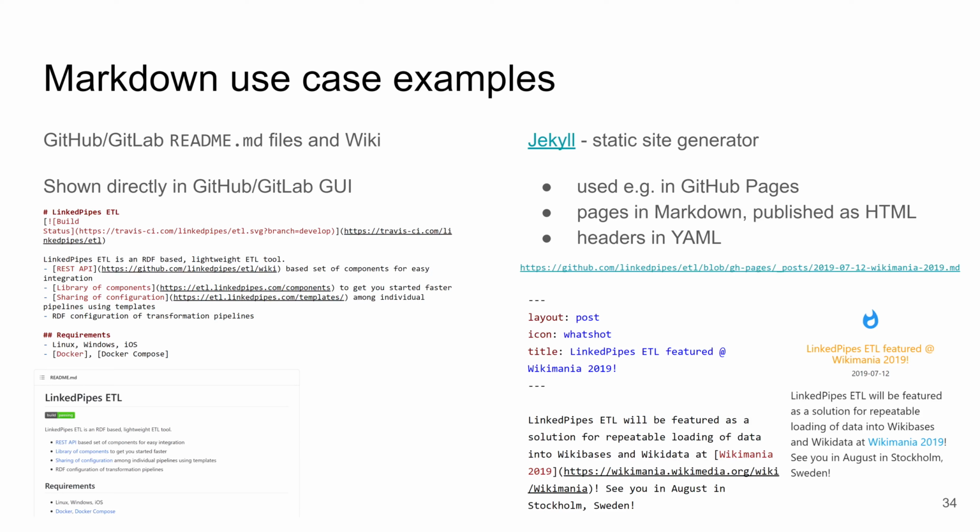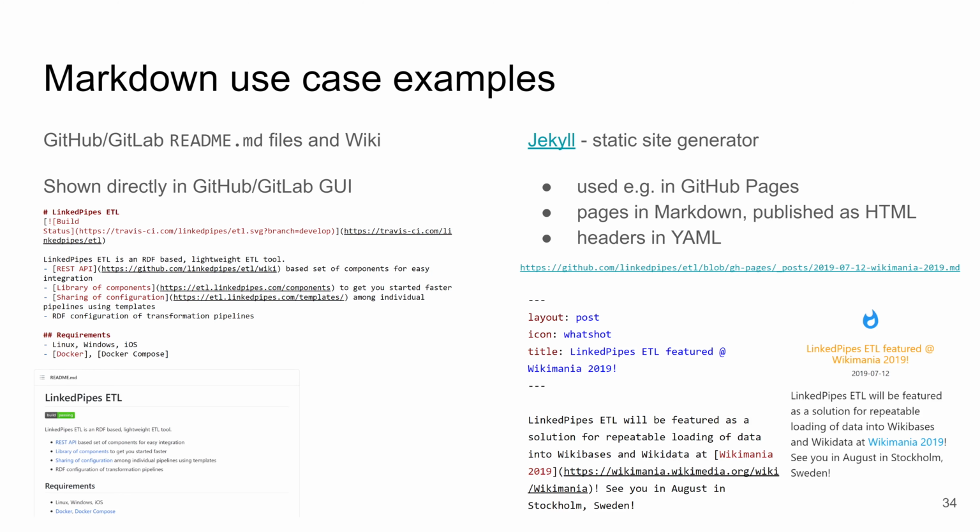Now the Markdown use case examples here, I have GitHub or GitLab, where when you navigate to a repository, you typically have it initialized with a readme MD file, which is a Markdown file, and this file gets also displayed whenever you are in a repository without actually selecting it and displaying it separately. So in GitHub, GitLab, Markdown is used as a native markup language.